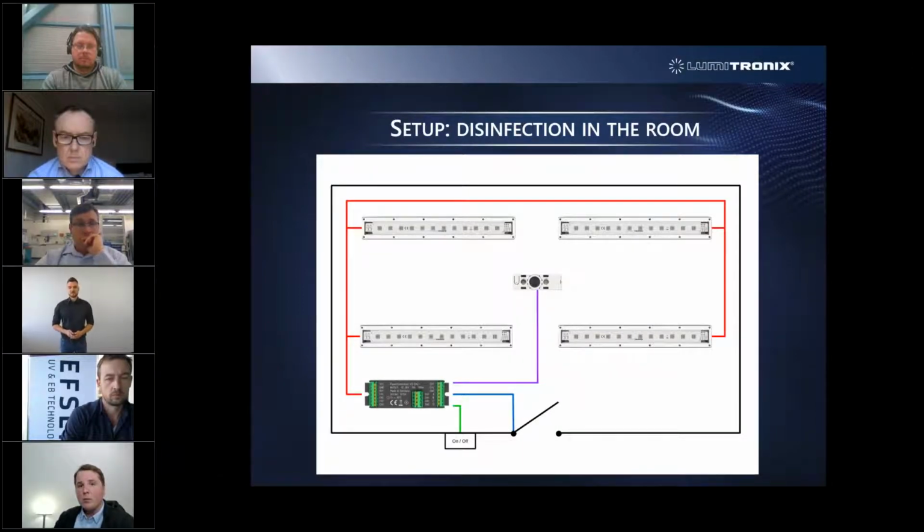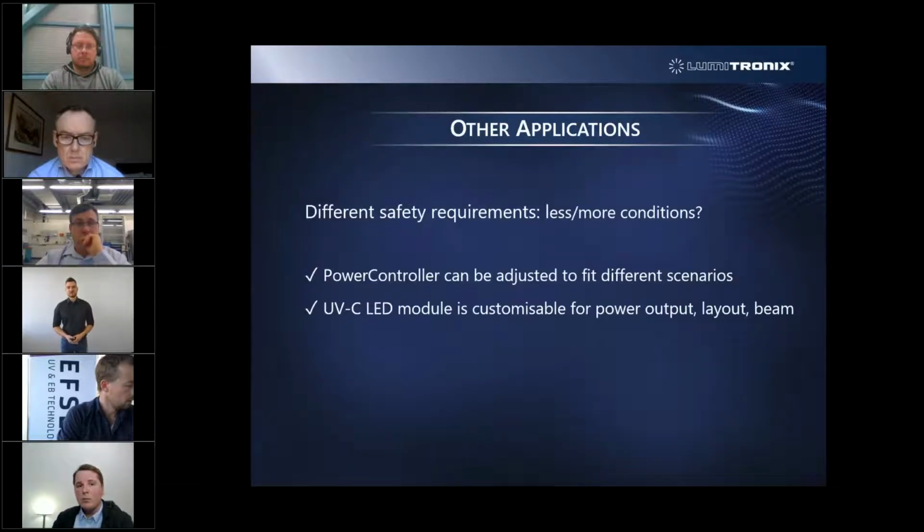Now, of course, this application is just one of many applications you could come up with. The other applications might come with different safety requirements. They might require, for example, fewer conditions, maybe a small disinfection box probably does not need a motion sensor. But there might also be even more complex setups where we need more conditions, for example, additional sensors, a temperature sensor, a UVC sensor to make sure that there is no UVC light that makes its way out of the enclosed space.